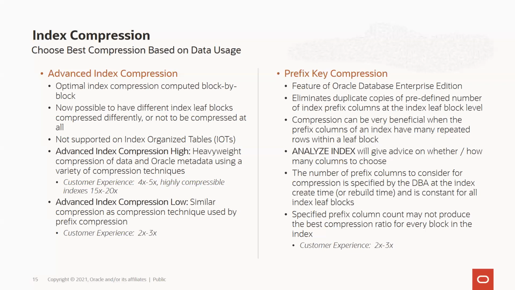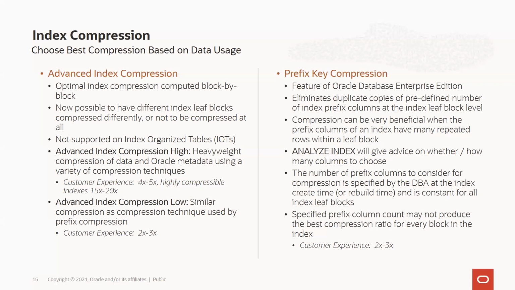At one level, advanced index compression and the free version, prefix key compression, actually have a level of compression that's very similar to each other. In terms of advanced index compression, it's called advanced index compression low, which equates pretty much to prefix compression.